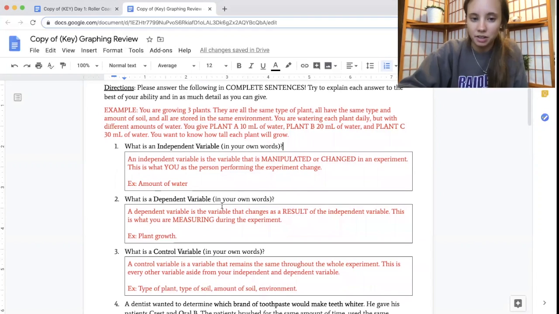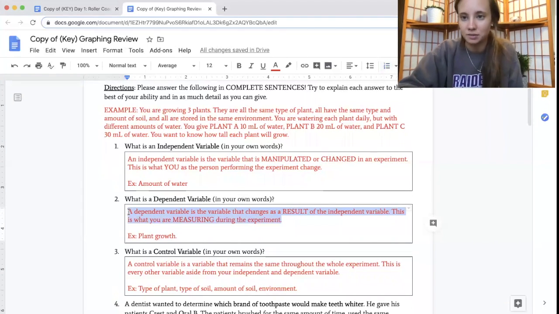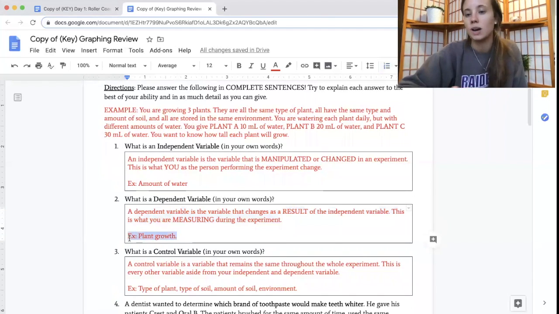A dependent variable is the variable that changes as a result of the independent variable. So this is what you are measuring during the experiment. Dependent variable is the result, or it's what's measured. In this case, it is your plant growth because you want to know how tall those plants are growing based on the different amounts of water that they're receiving.